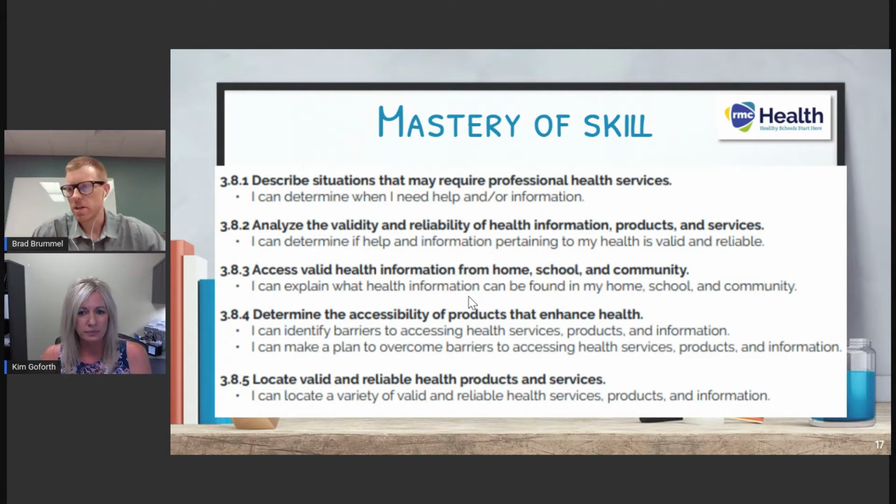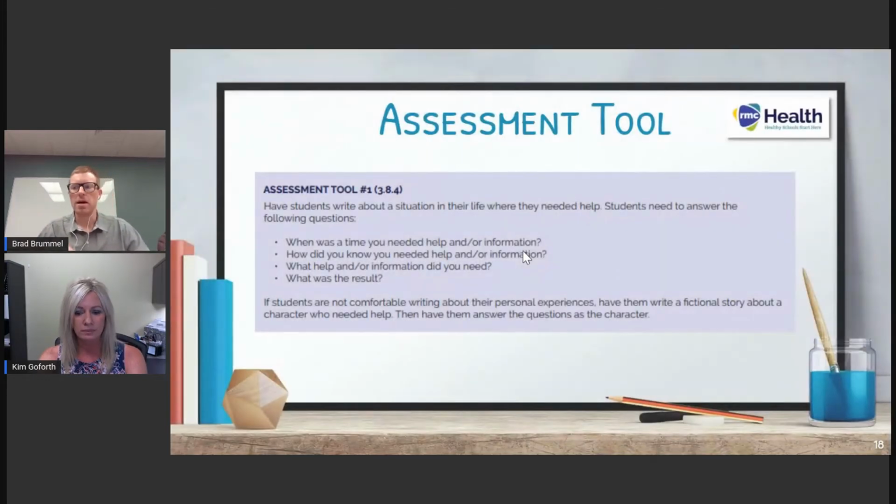So for example, if we look at 3.8.1, describe situations that may require professional health services, student-friendly language and mastery could look like, I can determine when I need help and or information. So we're just breaking down that performance indicator. These statements can help us with our planning and our rubrics and our assessments. And so an example of what an assessment tool could look like for us as teachers to find out, have my students mastered this skill?